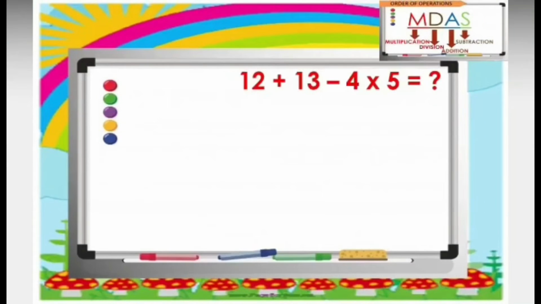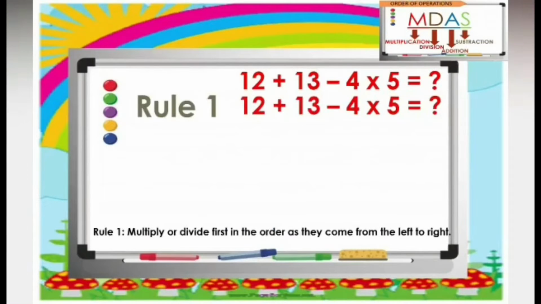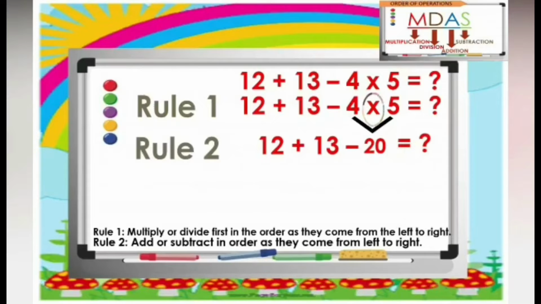So next we have 12 plus 13 minus 4 times 5. Following the MDAS rule again, we will first solve for multiplication or division. So we have multiplication. So we'll compute for 4 times 5, which is 20. Bring down the digit and operation that we need to solve. So we have 12 plus 13 minus 20. And for rule number 2, we will now compute for addition and subtraction. Since addition comes first before subtraction, now add 12 plus 13, which is 25.